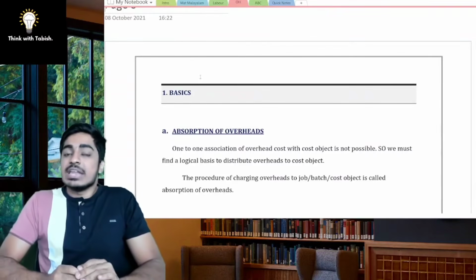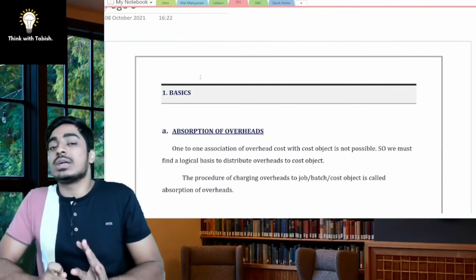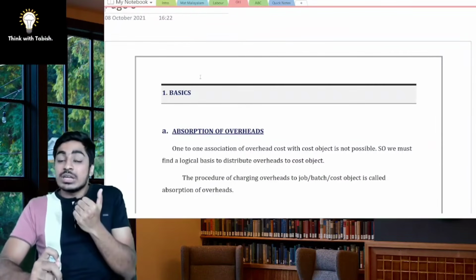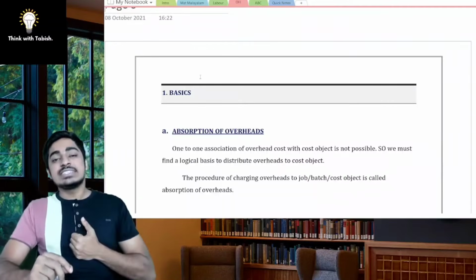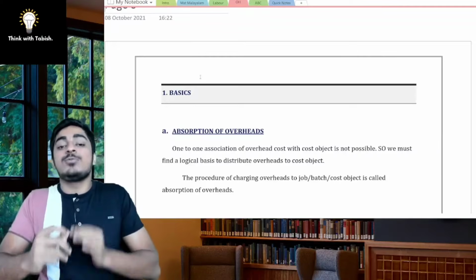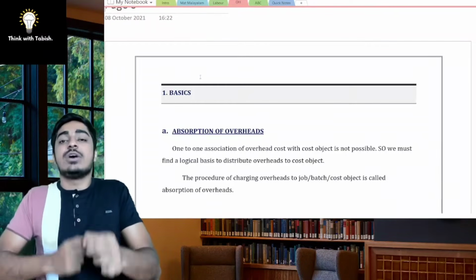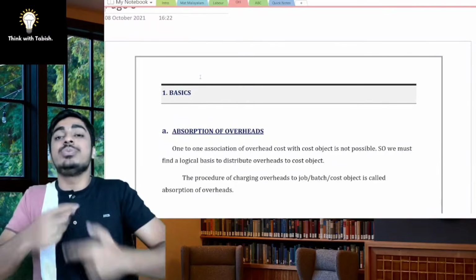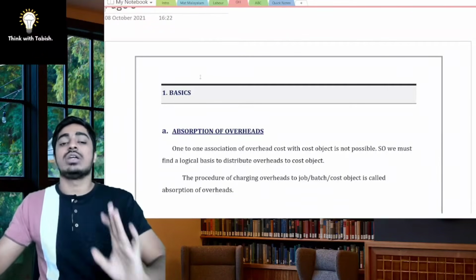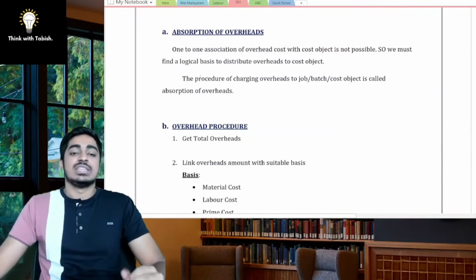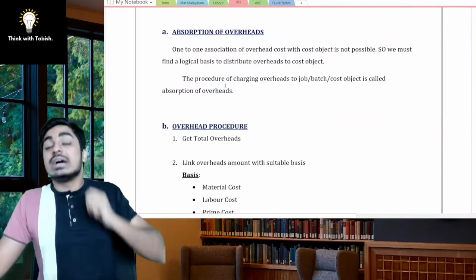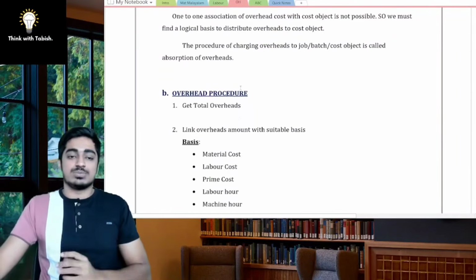But still, can we take a decision to not distribute overheads? No. Why? Because if we don't have overheads, we don't get total cost. If we don't get total cost, we can't set selling price. If we can't set selling price, we can't sell goods. So, despite all these problems, we have to find a reasonable basis. We have to make a logical basis to distribute the overhead cost to the cost object. This process is called absorption of overheads. The process of charging overhead to the job, batch, or cost object by making a logical basis is called absorption of overhead.